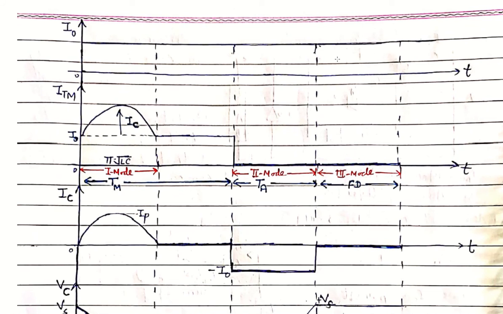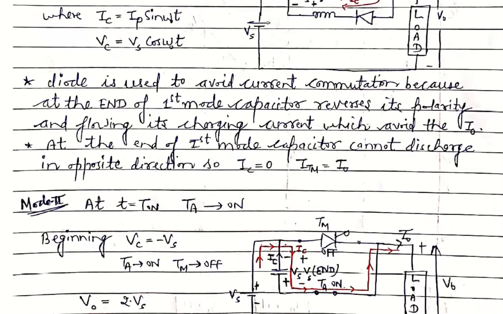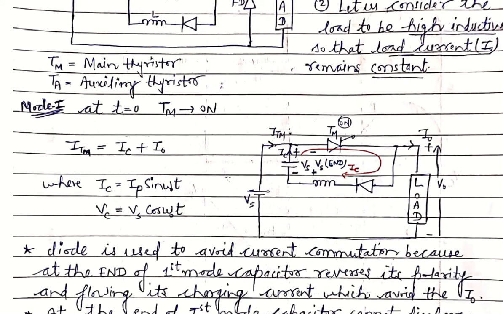The first one is the output current waveform, which is almost constant throughout the time period. Why? Because here we assume the pure inductive load case, so output current is almost constant. The second one is the waveform of ITM, that is the main thyristor current. In the first mode of conduction, what is the expression of main thyristor current?